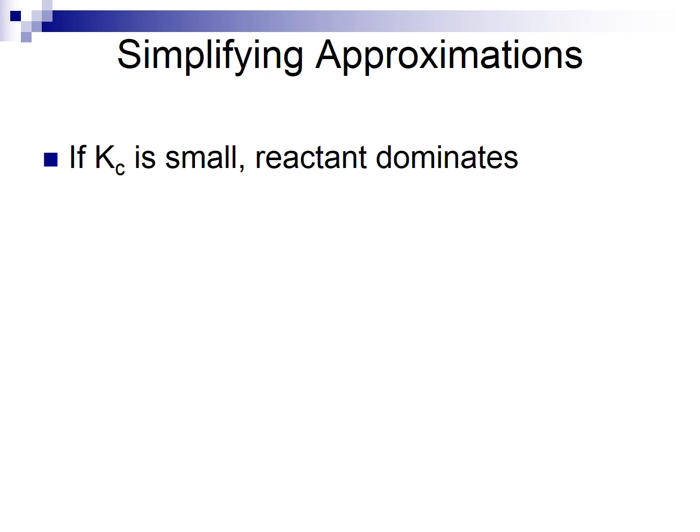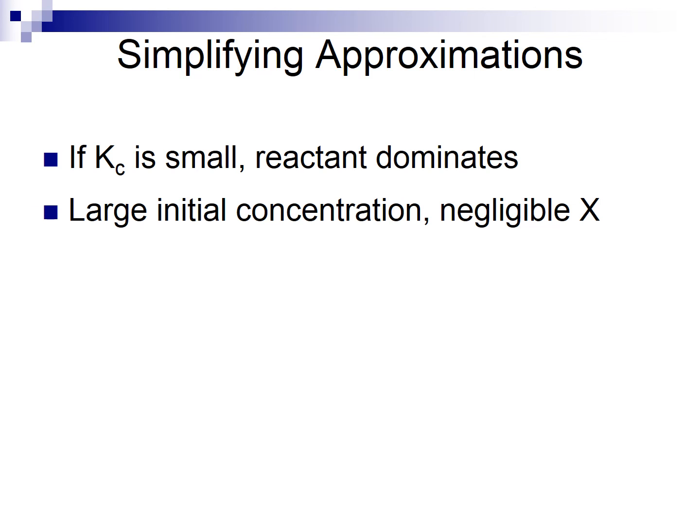Now, for some of these kinds of systems, it is possible to simplify using approximations. If Kc is a very small value, then I know that my reactant is going to be dominant in my equilibrium. A large initial concentration in a reactant-dominant situation means that I'm not going to lose very much reactant overall. So the change in reactant is going to be negligible there.